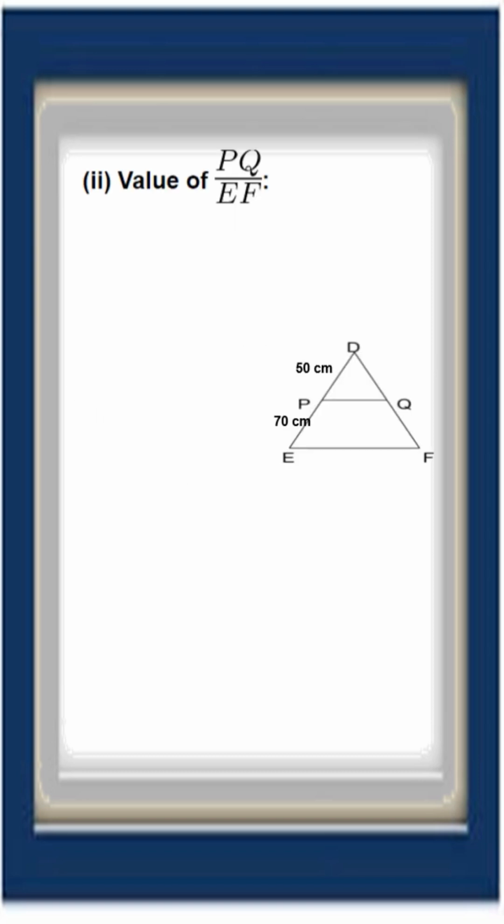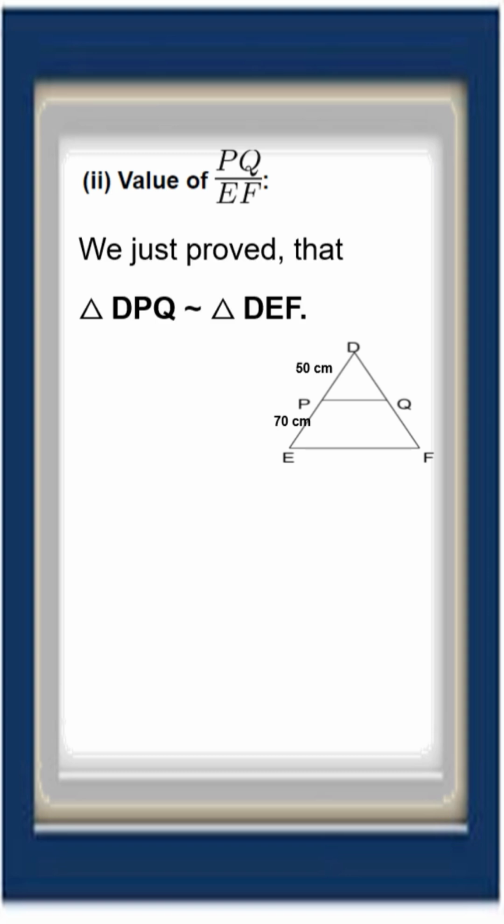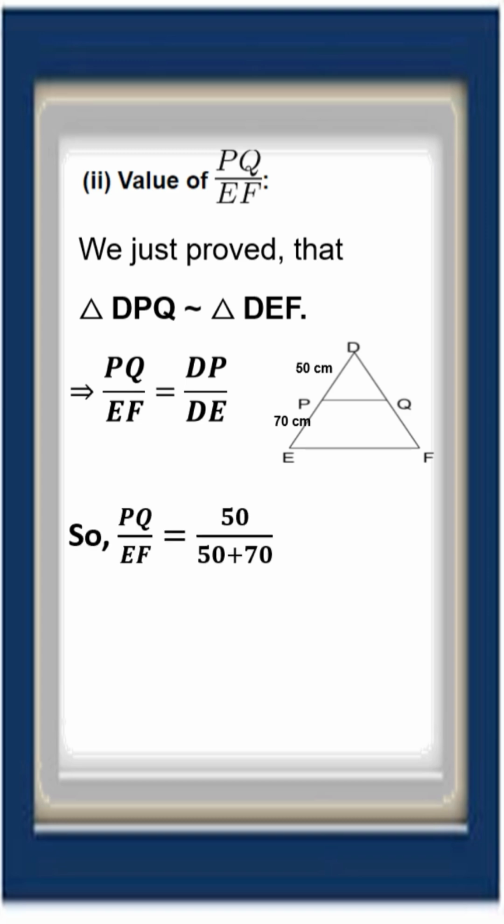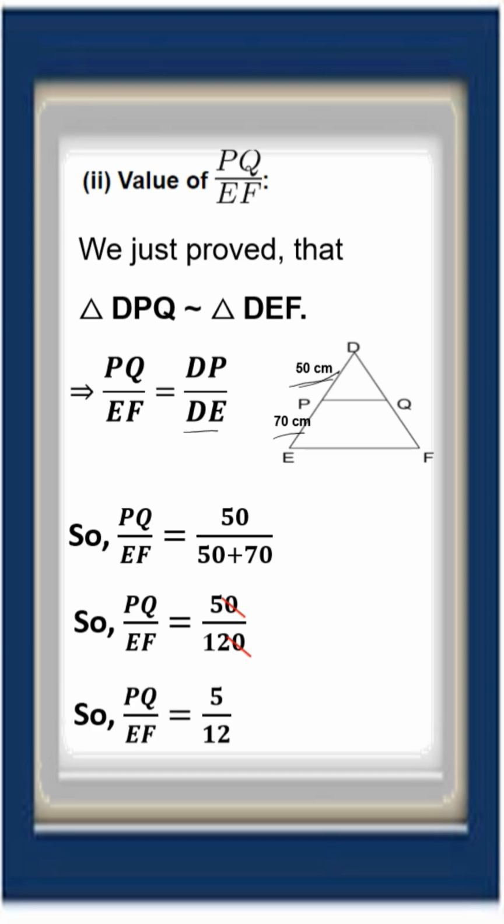Second one, find the value of PQ by EF. We just proved that triangle DPQ is similar to triangle DEF. So ratio of their corresponding sides are in proportion. So PQ by EF is equal to DP by DE. PQ by EF is equal to DP is 50, DE is 50 plus 70. So PQ by EF is equal to 50 by 120. Here 0 and 0 get cancelled. So PQ by EF is equal to 5 by 12.